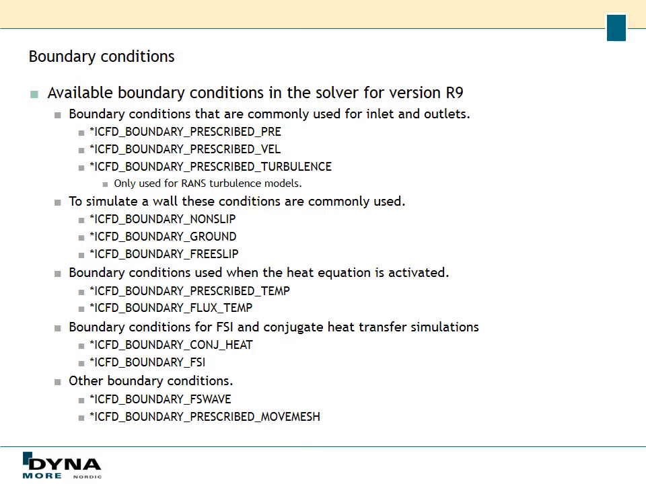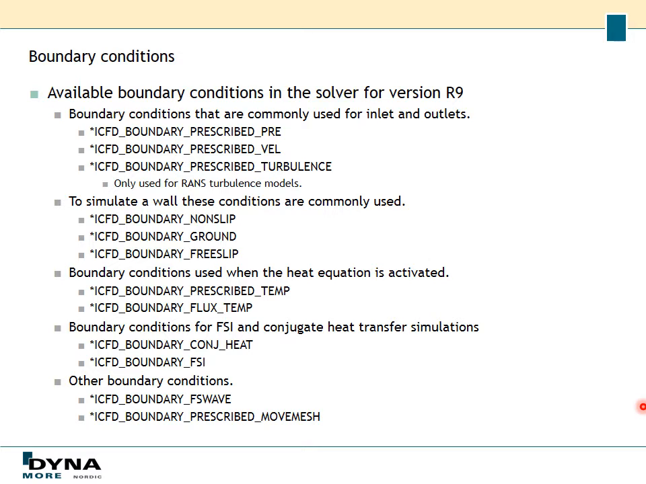And now over to the boundary conditions. Here is a list of the boundary conditions that are available in the R9 version. And for inlet and outlets, these 3 boundary conditions are used. The pressure and the velocity is the most commonly used, and eCFD boundary prescribed turbulence is only used for RANS turbulence models.